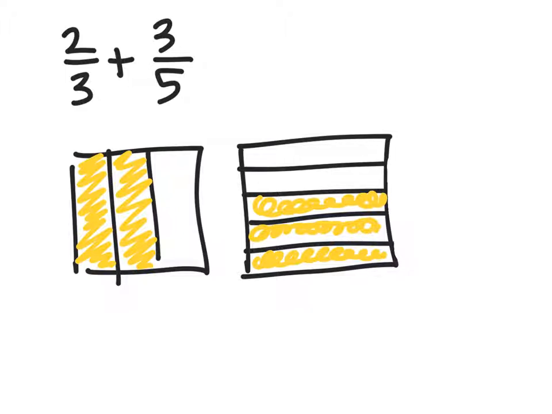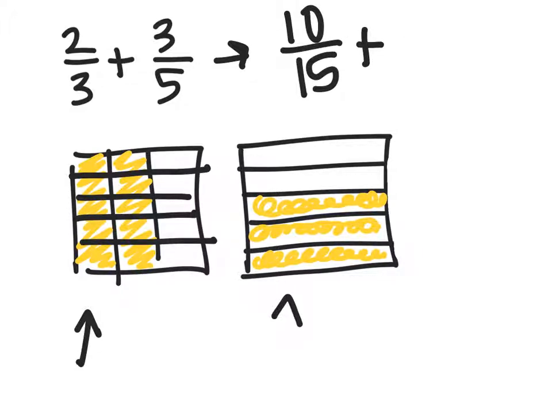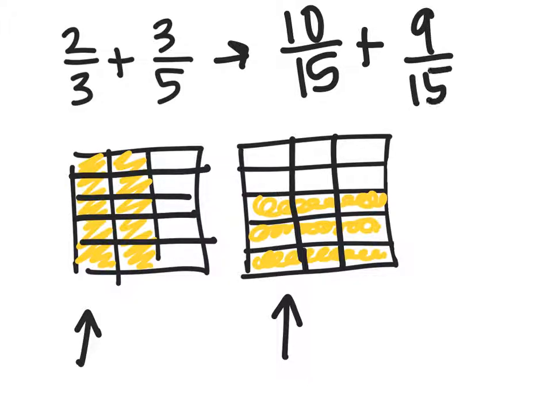For the model with the thirds, we can go ahead and multiply that by 5, and that will give us 15 units. And then the amount shaded is 2 times 5, so 10 15ths is shaded. And then for this model, 3/5, we can multiply the fifths times 3 and also get 15 units. Then we take a look at how many are shaded. That's 9 15ths. And then we add, and that will give us 19 15ths.